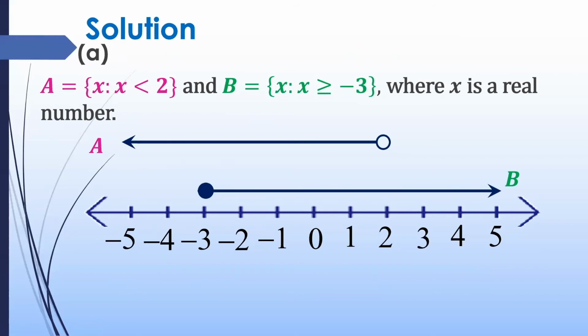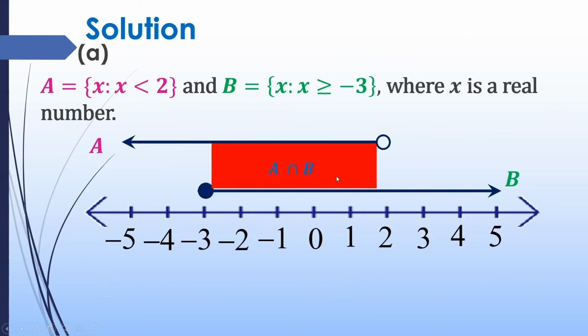Now, what about the intersection of A and B? Can you try to find where A and B intersect on this number line? Yes, the red region represents A intersection B. But I need to be careful. You can see that for the set B, the values would start at -3, including -3, and I move to the right. Okay?